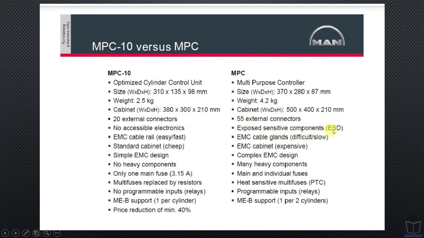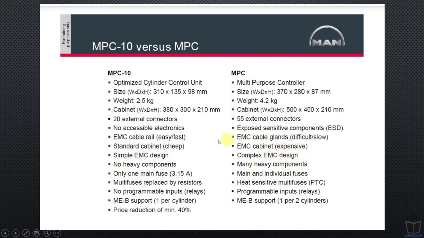Exposed sensitive components means all components you can access easily. EMC cable rail, easy and fast; EMC cable glands, difficult. A standard cabinet means the cheaper one is installed in the MPC 10. Here the EMC cabinet is very expensive. In MPC 10, a simple EMC design is there and here in MPC a complex EMC design is there.